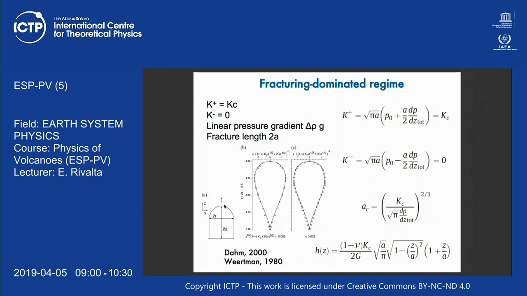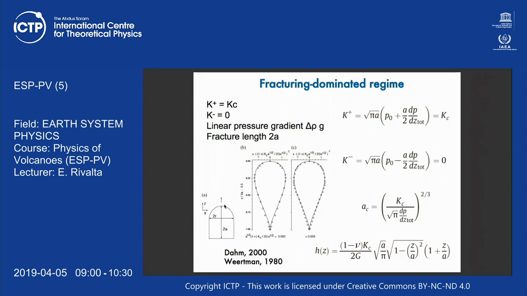And this is the formula. If you take a crack that has a linear gradient, this is the formula that describes the stress intensity at the tip. If you put it equal to Kc, and you put the opposite end equal to zero, then if you solve for the length of the fracture, you get that you need to have a critical length for the fracture.